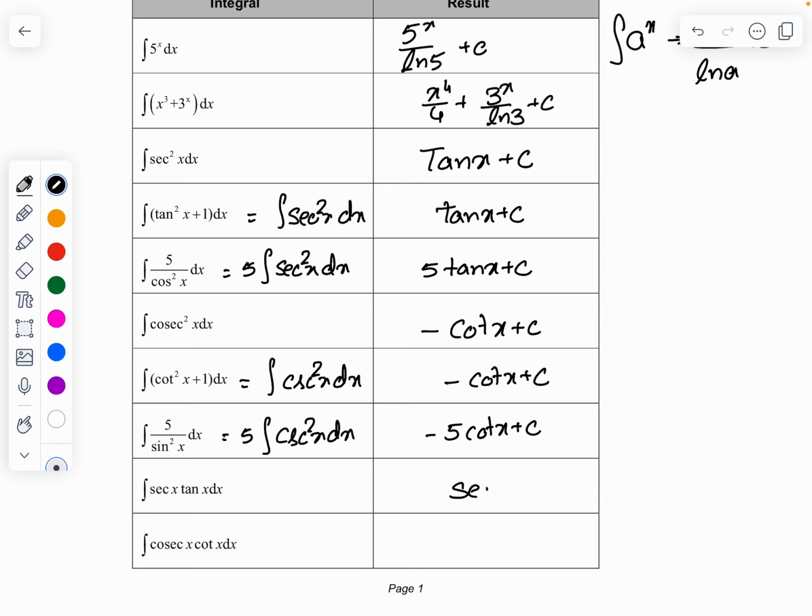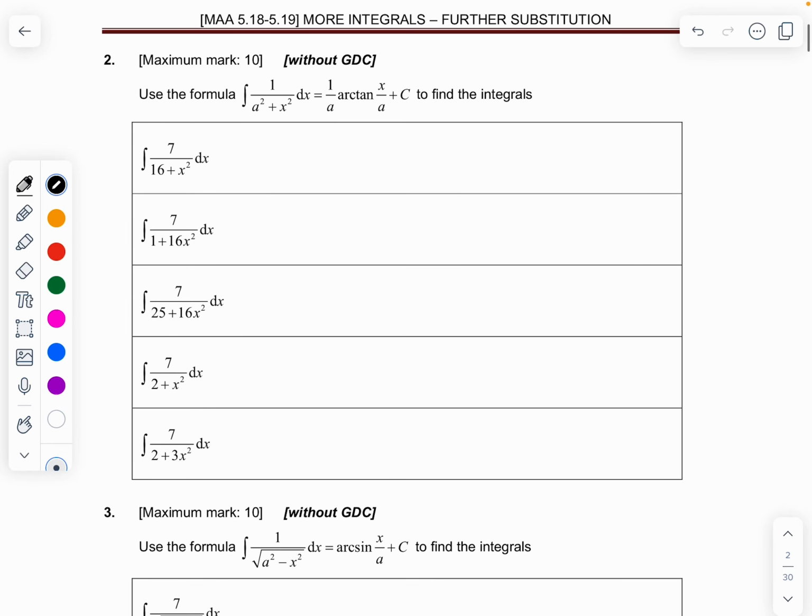Secant x tan x integral is secant x plus c. And cosecant x cot x integral is minus cosecant x plus c. This is going to be the answer. Now coming to the next one.